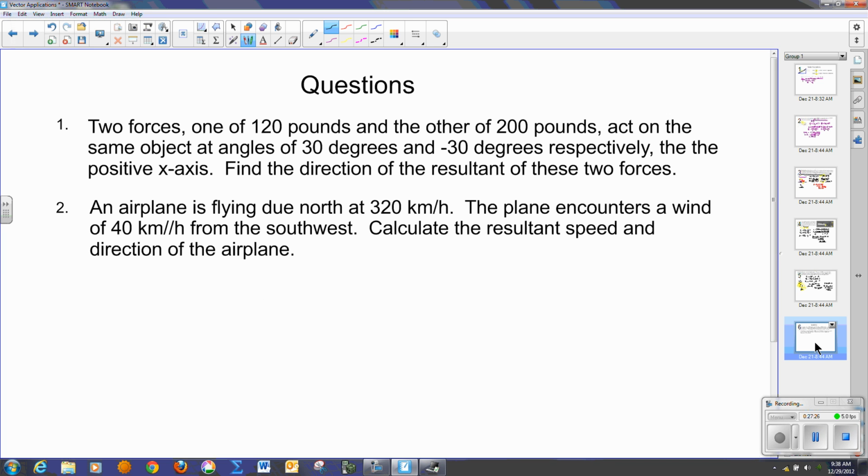All right. Give these two problems a shot, and we shall go from there.